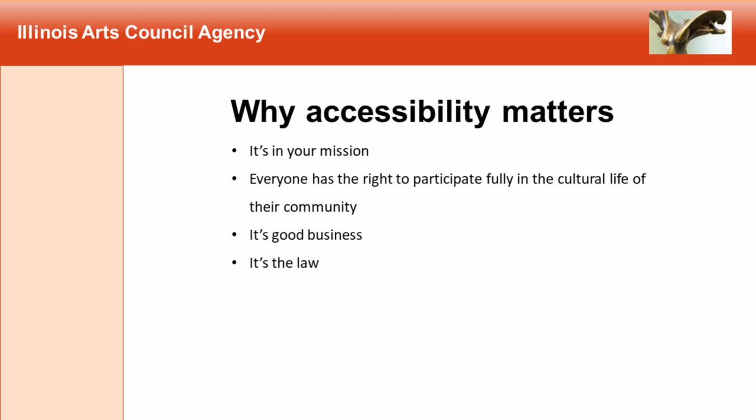Why does accessibility matter? First, I think it's important for us to look at our mission as cultural nonprofits. In our mission, there's usually some sort of mention of creating a positive experience for everyone, for all visitors. So remembering that disability is a part of that. I also believe that everyone has the right to participate fully in the cultural life of their community, so it's also a civil rights issue. It's good business as well because people with disabilities have discretionary income that they can spend at your nonprofit. And finally, it's also the law. We have the Americans with Disabilities Act, the ADA, and Section 504 of the 1973 Rehab Act also applies. In addition, there are local and state laws that can dictate how we treat people with disabilities.